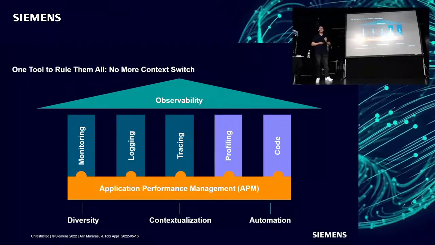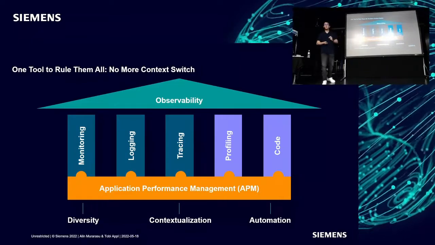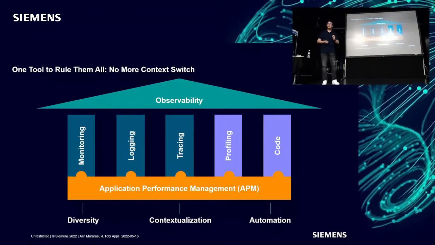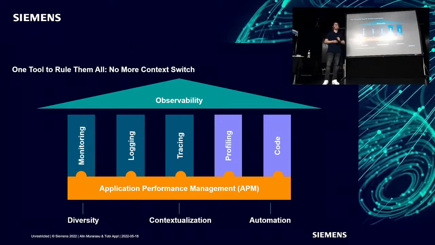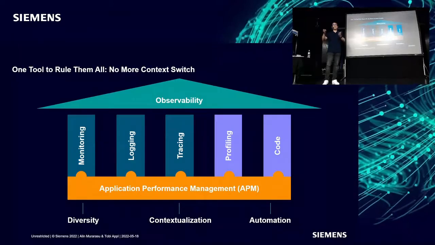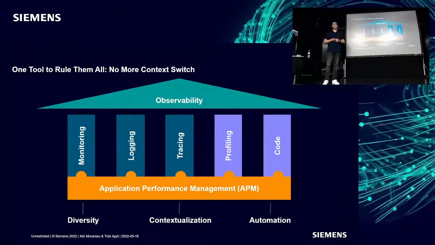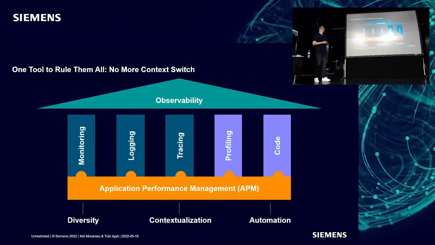It is about dealing with the diversity of data sources. It is about contextualization, so the tool guides you through the process of doing the troubleshooting. And then it's about automation. Because wouldn't it be cool if the tool tells you, hey, you probably suffer from this problem. And actually from the past, we think that these are the measures that you should take to fix it.